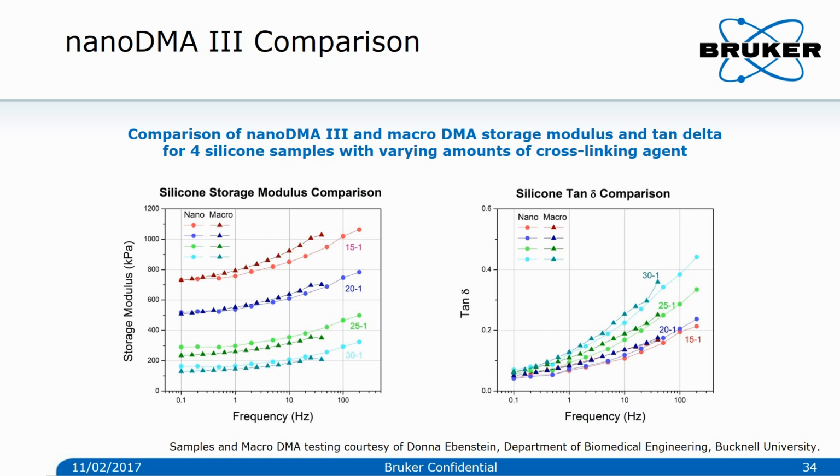The comparability between the two values is very good. However, there is still a small difference. This difference could as well originate from the uncertainties of nanoDMA testing or the uncertainty of macroDMA testing, as pointed out by Donna Ebenstein in this publication.